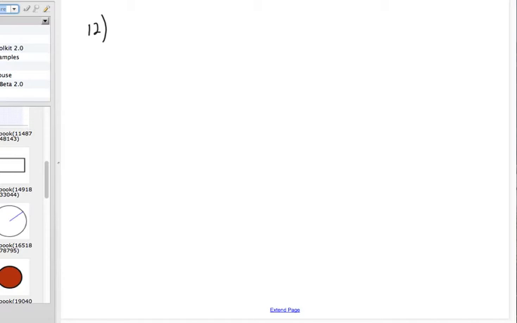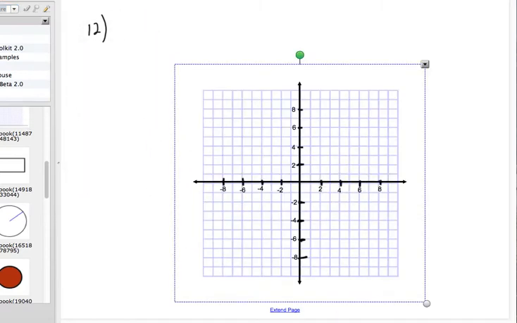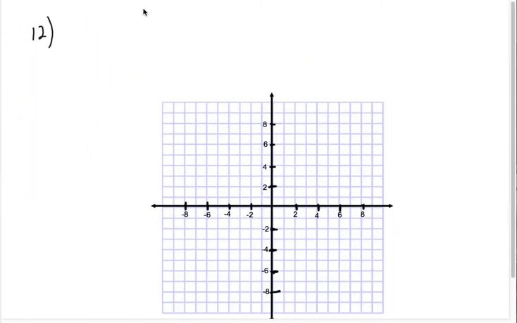The rest we can just kind of sketch out. So the answer is right here. So it's at (3, 6). And it's a good idea to check it to see if it makes sense. So 3 plus 3 equals 6, and 3 times 2 equals 6. So we know that this is the correct answer. Alright, so let's go on to number 12.